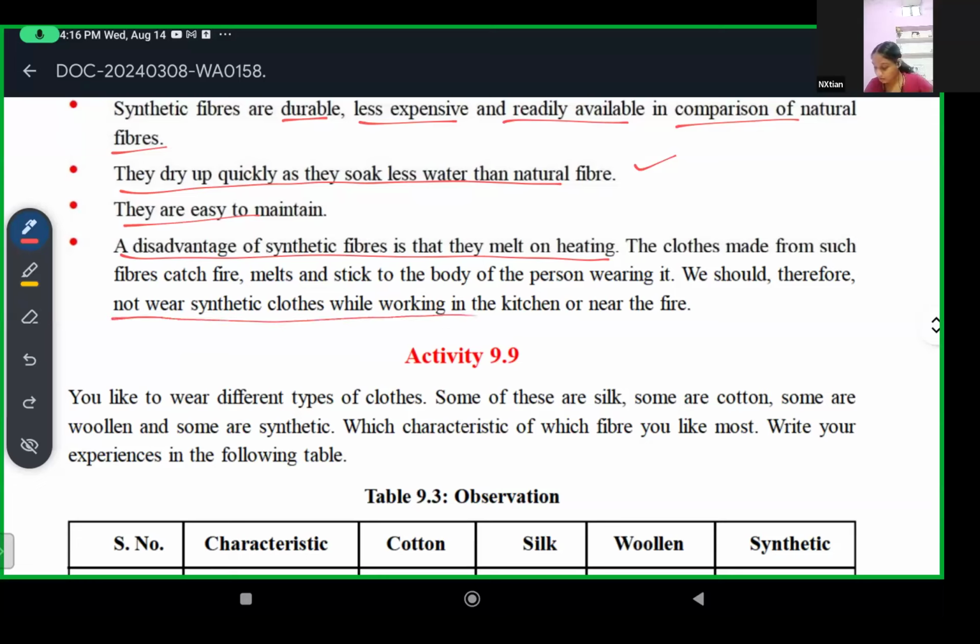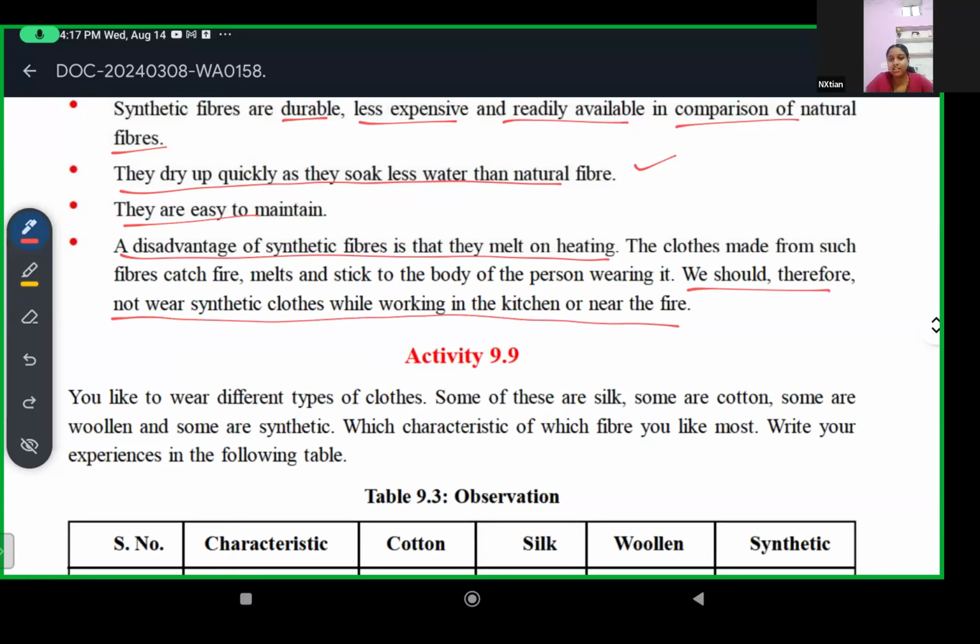You must have heard, "Ma'am, I have a question." You can ask. If you're wearing synthetic clothes and it melts on our body, how does it get taken out? Do the doctors do a surgery? Yes, they have to do a surgery.